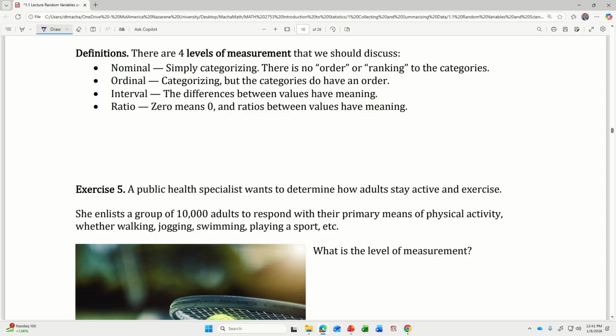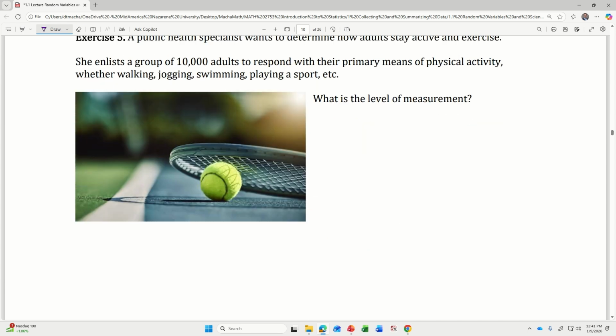In an interval level of measurement, the differences between values have meaning, and then in a ratio level of measurement, we're assigning values and the ratios between values have meaning. And that's probably the trickiest thing of all to understand. We'll get to that here in a sec. I'll get some examples for you.